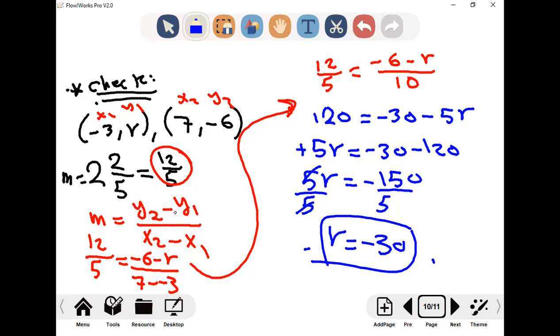The formula: this is given, right? I put it in its place. Okay, how much is y2? I replace it by its value. Then what do we have? Minus y1, how much is y1? Over x2, which is how much? 7. Okay.